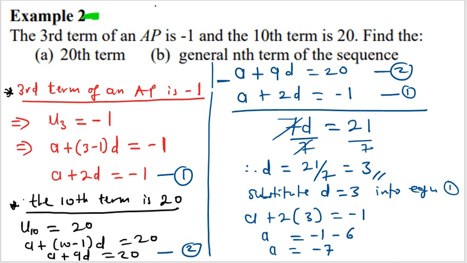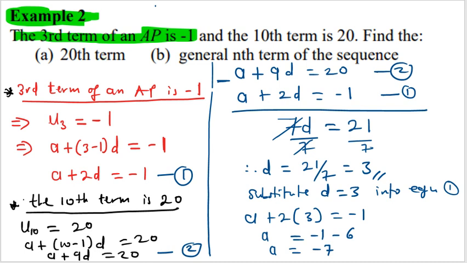Now let's move on to example 2. The third term of an AP is negative 1, and the 10th term is 20. So there are two statements here. The third term of the AP is negative 1. So the third term of an AP is negative 1 means U3, that is your third term, is equal to negative 1.